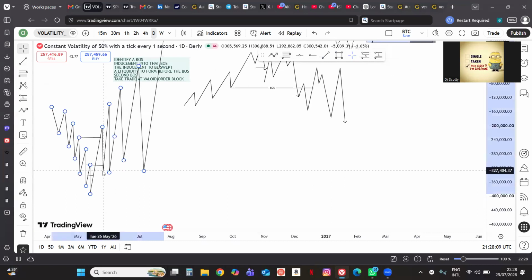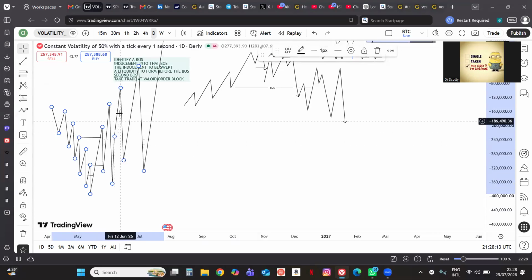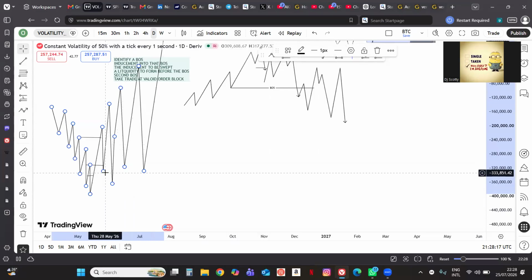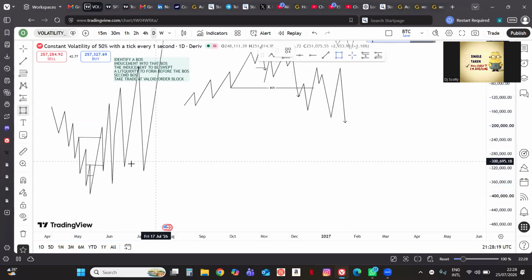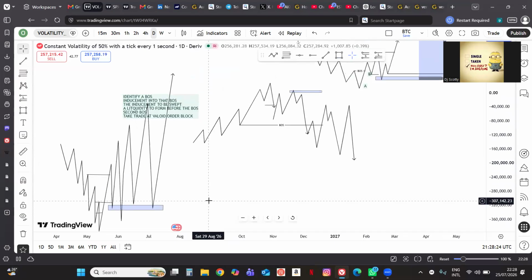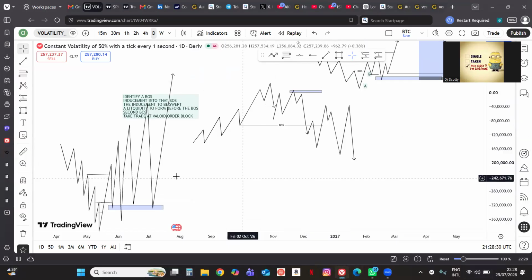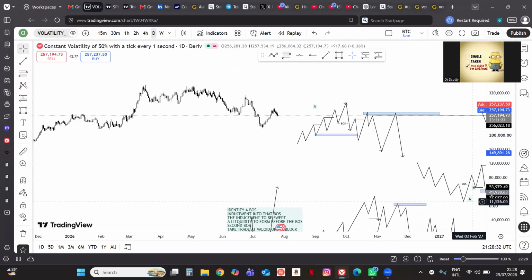Then you want to see an inducement into it. You want to see this sweep. You want to see this break of structure, inducement again, then another break, then valid order block and entry. That's basically what you want to see. That's it. Do you understand? Are you understanding to this point? I'm understanding what you're saying, but I guess I'm yet to see it on the chart.